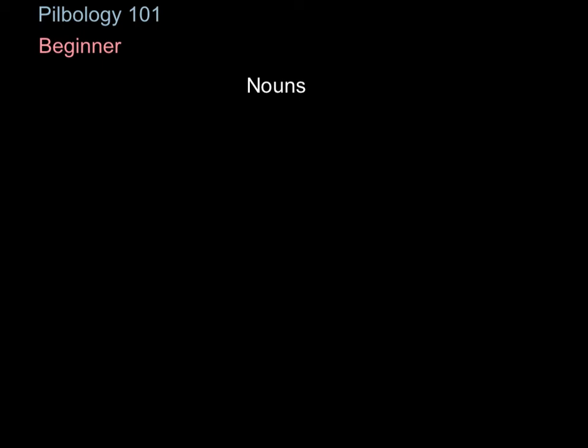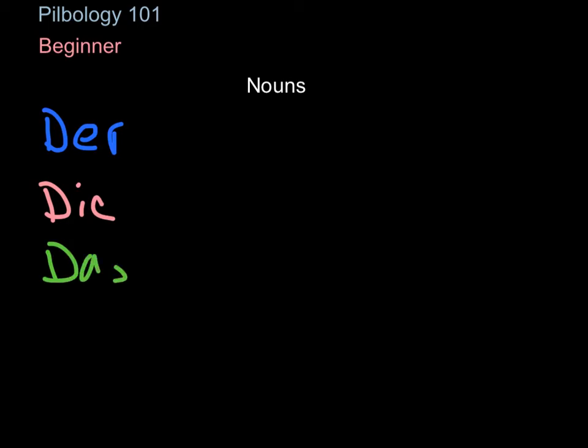This is a beginner's level video and it's going to focus on nouns. Right, as we found out in the first video, which was on articles, we have three different genders. We have der, we have die, and we have das. That's an S.